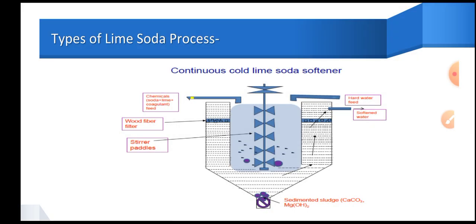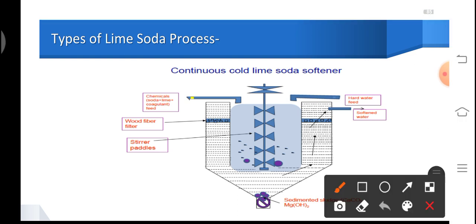Now, as we have already discussed, we have two types of processes, cold and hot. Let us discuss in brief what these are. This is a picture of a cold lime soda softener. Here you can see a conical tank. In between we have a stirrer, through which the chemicals are mixed with the water thoroughly.